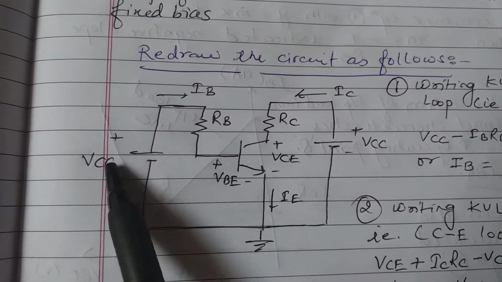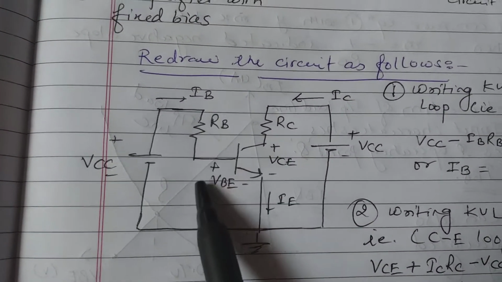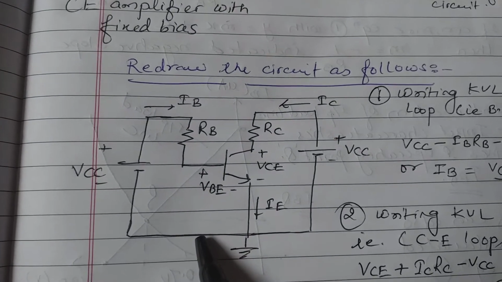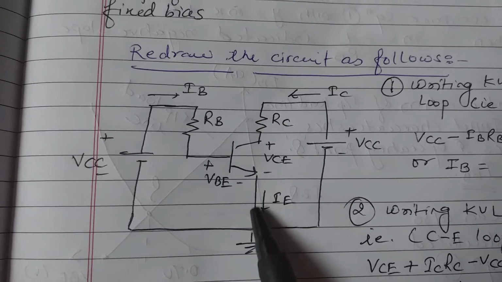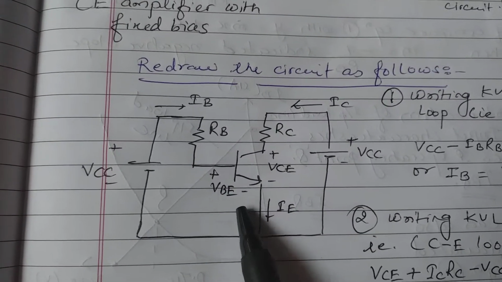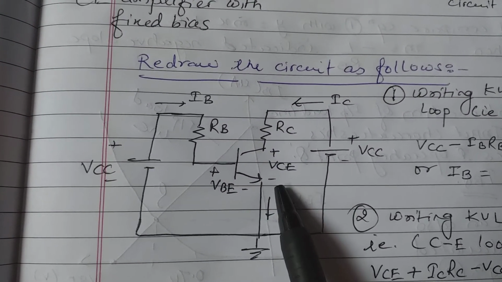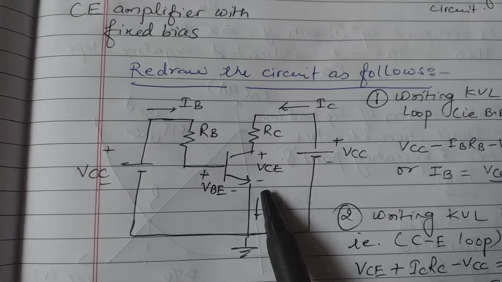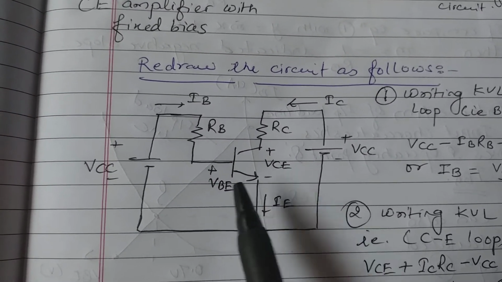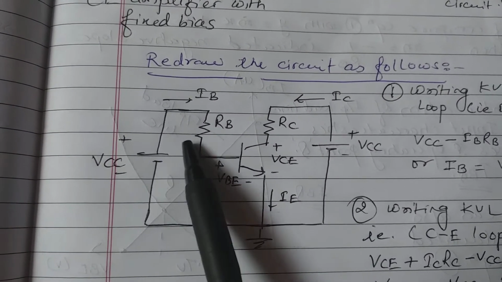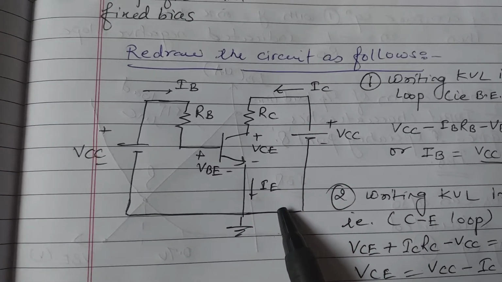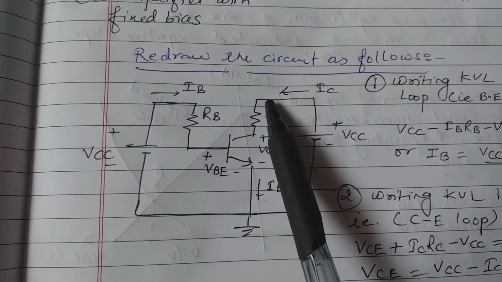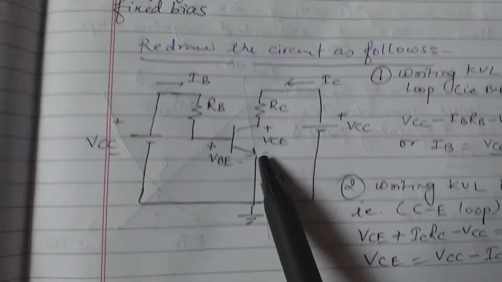We can see here, this is VCC, RB, and the emitter is connected to ground; VCC, RC, and the emitter is connected to ground. All the voltages VBE and VCE are marked. Now in this circuit we can see two loops. This is one loop, called the base to emitter loop, and this is the other loop, the collector to emitter loop.